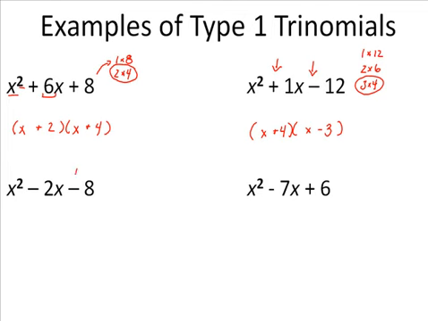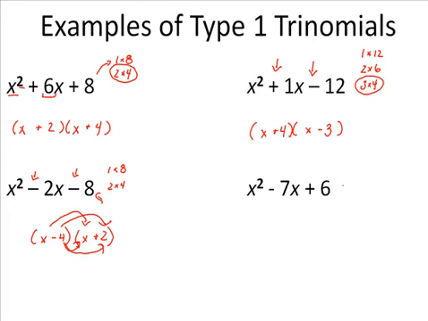In the next example, both terms are negative. Not only do I want it to add to a negative number, I want it to multiply to a negative number as well. So the factors of 8 are 1 and 8 or 2 and 4. And I want it to add to negative 2, so I'm going to use x minus 4 and x plus 2. If you ever want to check your answer, all you'd have to do is FOIL it out and make sure that the answer you get is the same question you started with. So you can always check your answer.